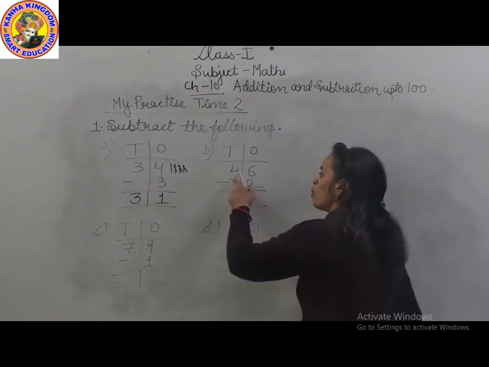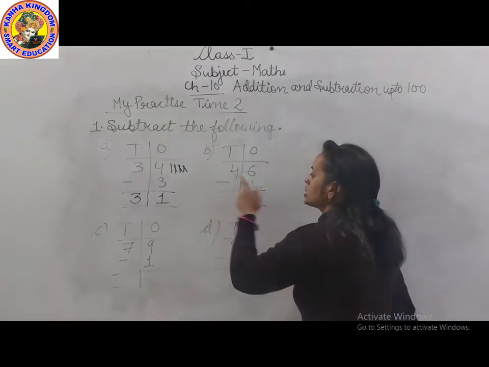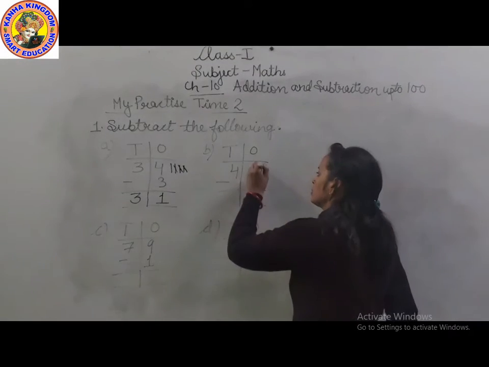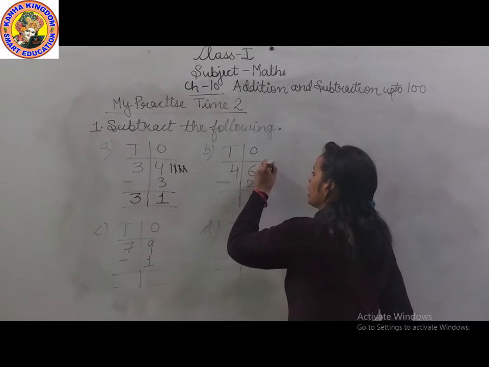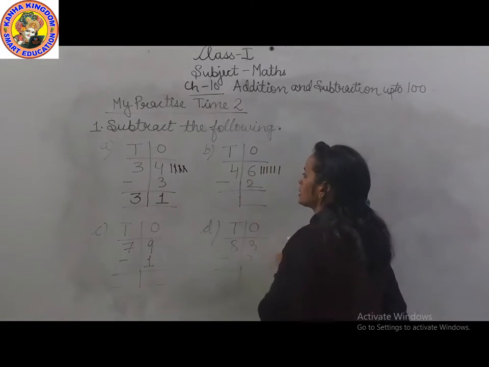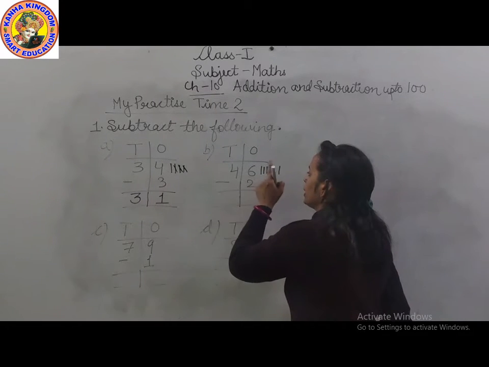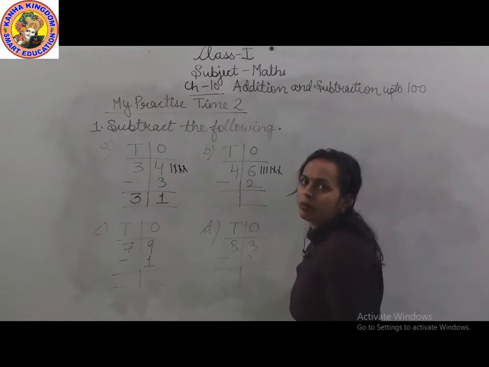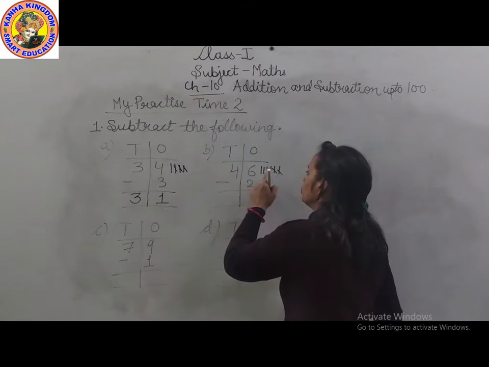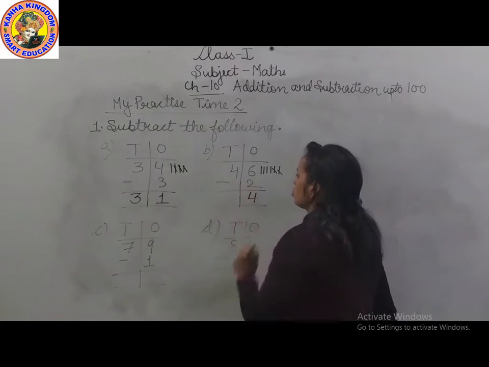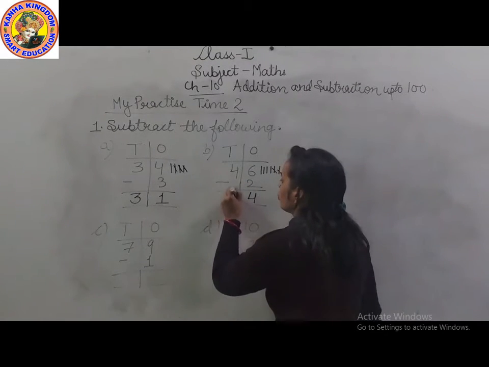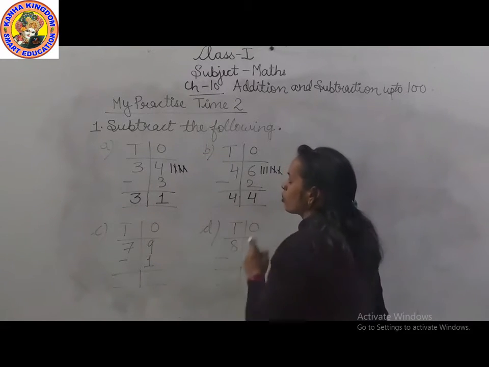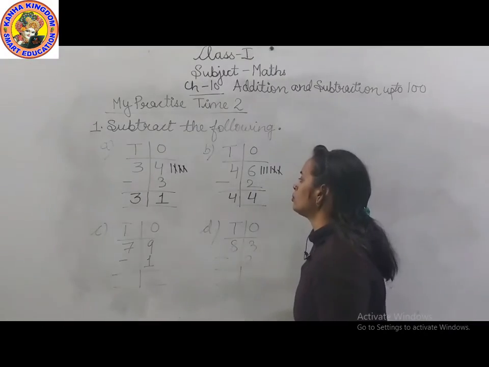Now next question is 4 tens, 6 ones, minus 2, which means take away 2 from 46. 1, 2, 3, 4, 5, 6. So, take away 2. How many left? 1, 2, 3, 4. So 6 minus 2, 4. Bring down 4. So 4 tens, 6 ones minus 2 ones equals 4 tens, 4 ones. 46 minus 2 equals 44.